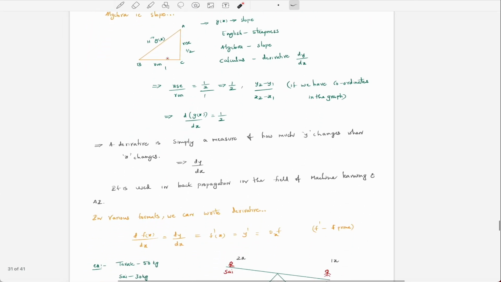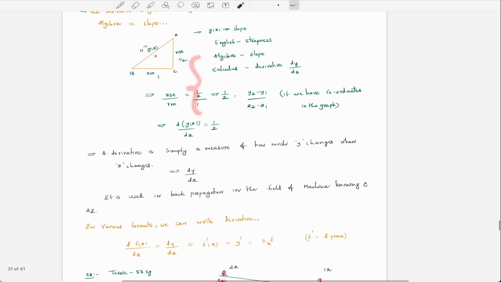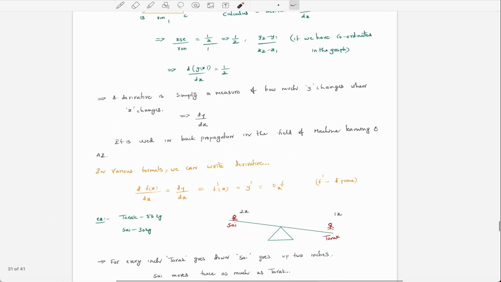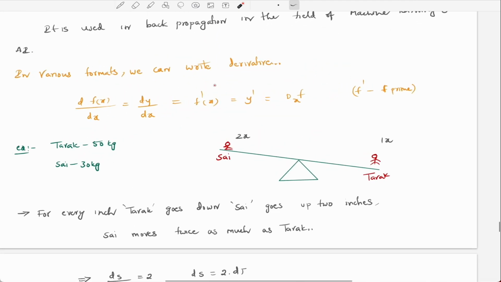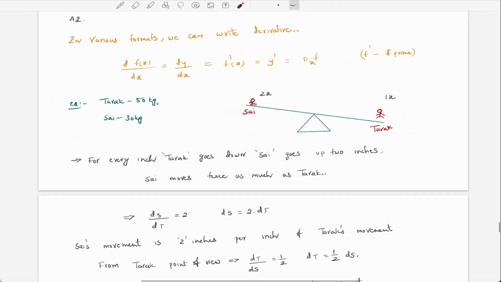So we just find the slope of this curve by using the formula over here, which is 1.2. That is the slope of that curve. We have a lot of ways here. So how do we find that?